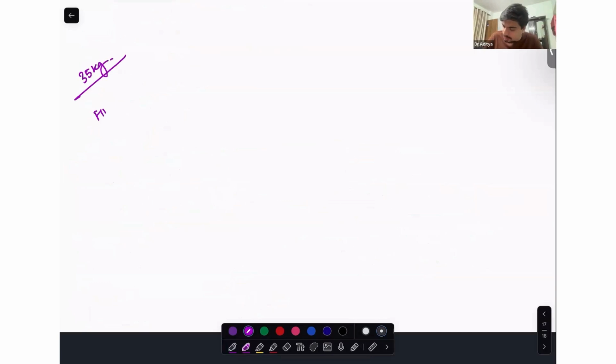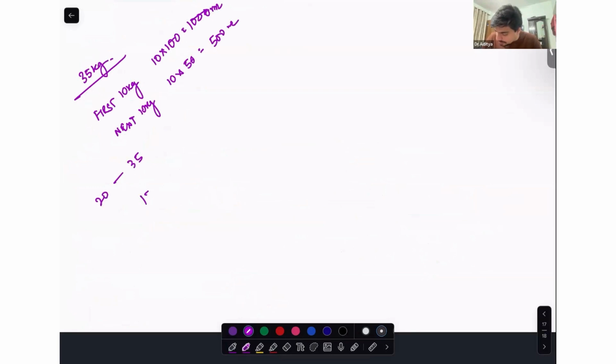First 10 kg, 10 into 100, 1000. Next 10 kg, 10 into 50, 50 ml per kg, 500. Now from 20 to 35, it is 15 kg, right? So 15 into 20 is equal to 300 ml. So the total is going to become 1800 ml.